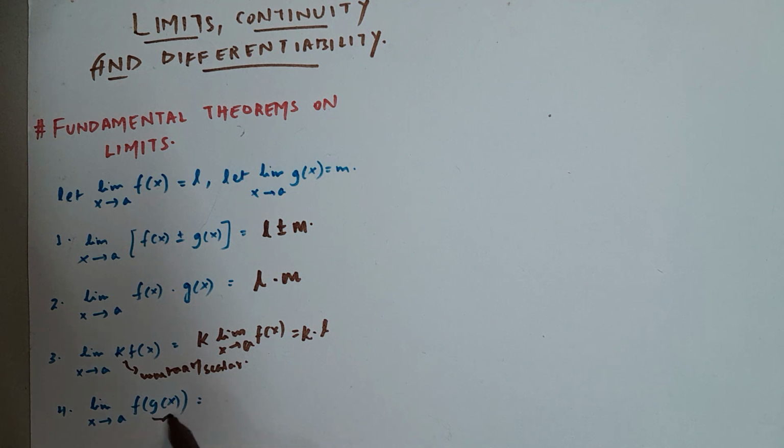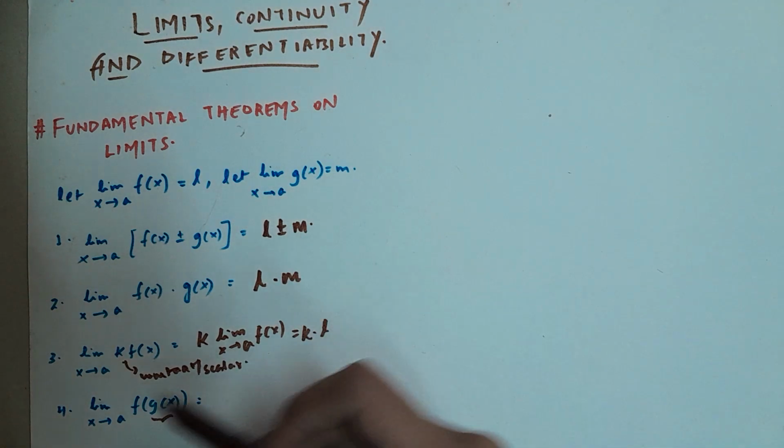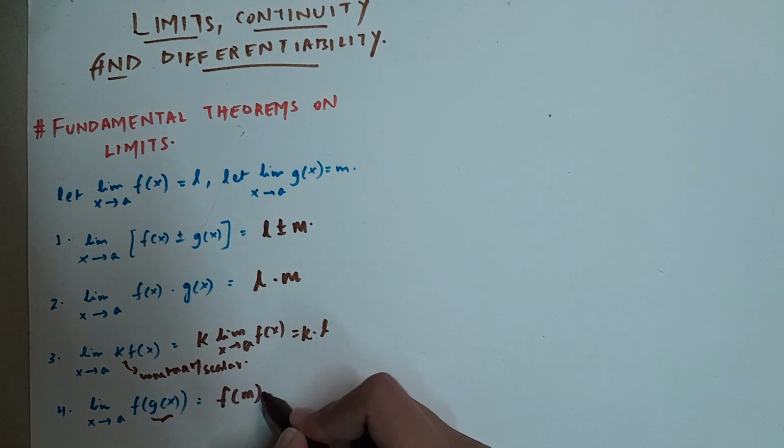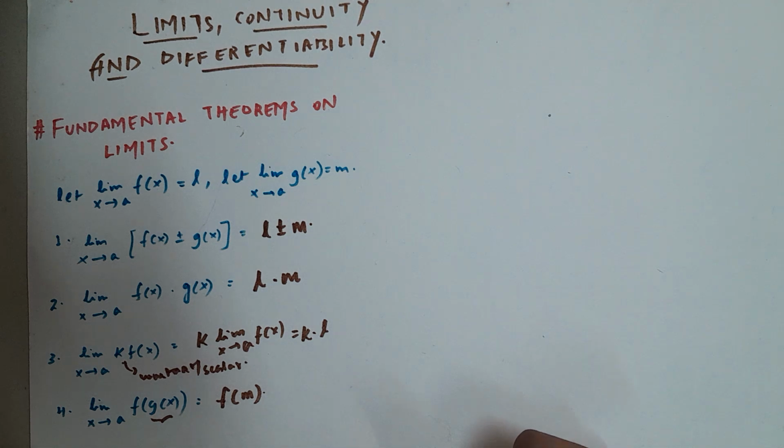The limit as x approaches a of f of g of x. Now let's look at this one. The limit as x approaches a of g of x is m. So this whole thing can be written as f of m, assuming that the function f of x is defined when x equals m.